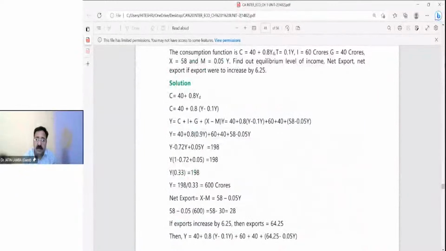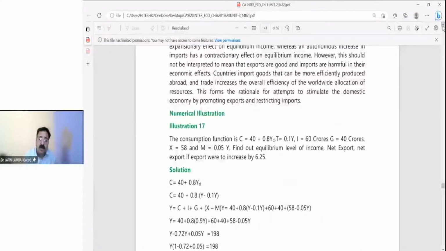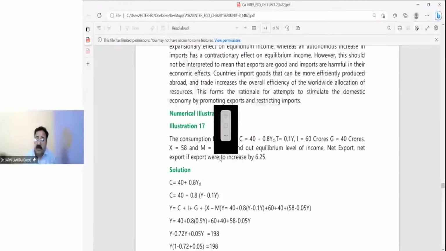So come to illustration 17. Here the consumption function is given as 40 plus 0.8 YD, simple. Investment I is constant, 60 crores. G, government spending, is 40 crore. Export is 58, constant. Import here is not given as a constant part. Only which part have they taken in this? mY, right? So it means they are saying that autonomous import is zero here, right? So they are taking autonomous import as zero. Whatever value is given, we will put it in this, right?